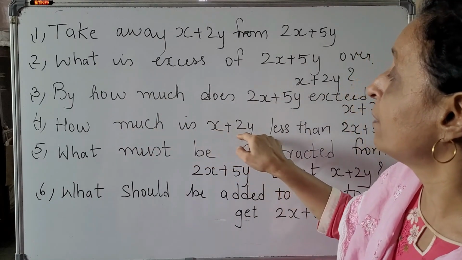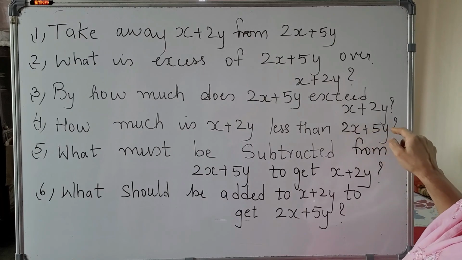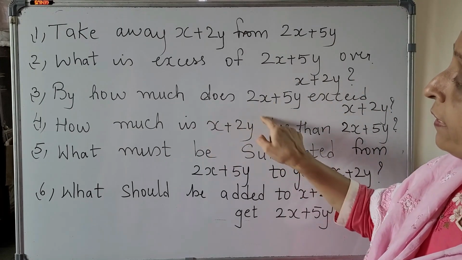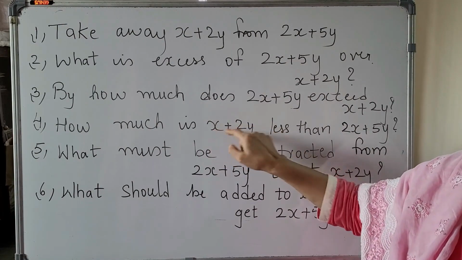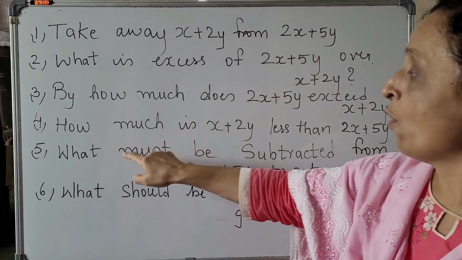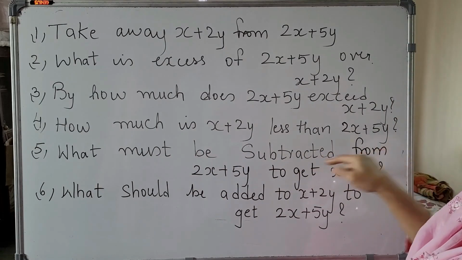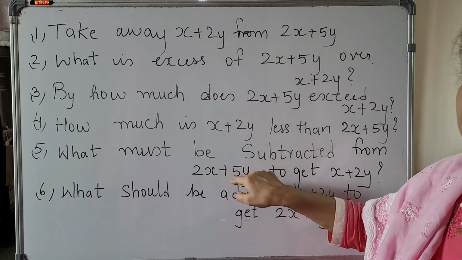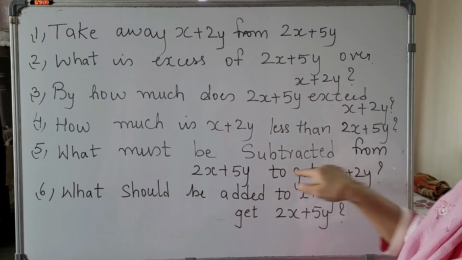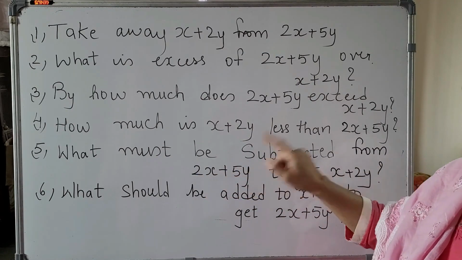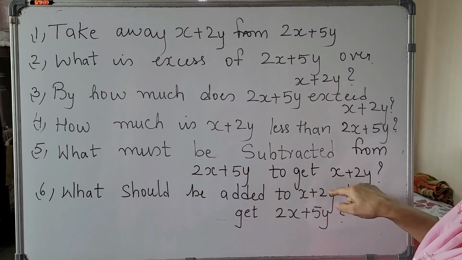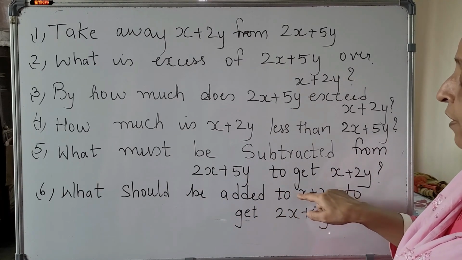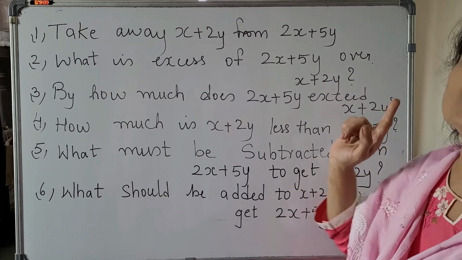How much is x plus 2y less than 2x plus 5y? Again, 2x plus 5y minus bracket, x plus 2y. When you open the bracket, the sign changes. What must be subtracted from 2x plus 5y to get x plus 2y? Again, you have to subtract x plus 2y from 2x plus 5y. What should be added to x plus 2y to get 2x plus 5y? Again, 2x plus 5y minus x plus 2y.